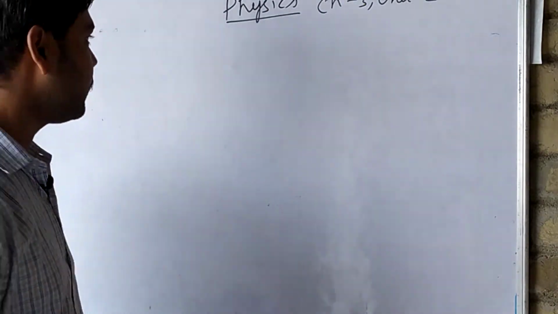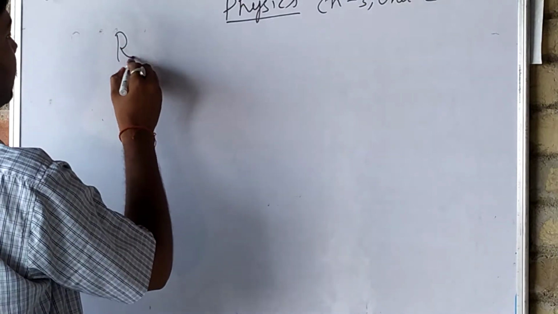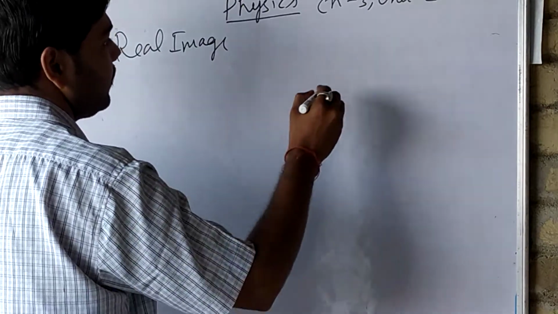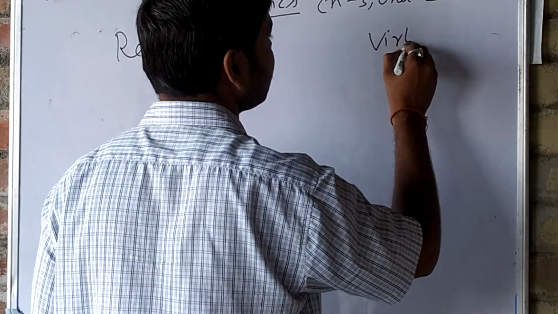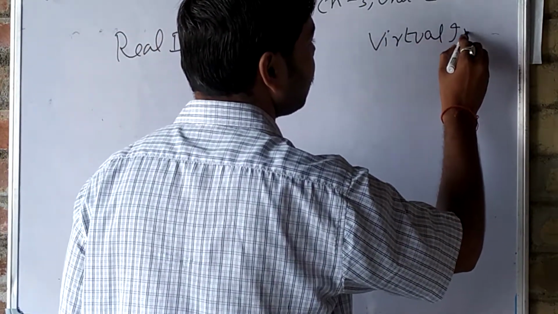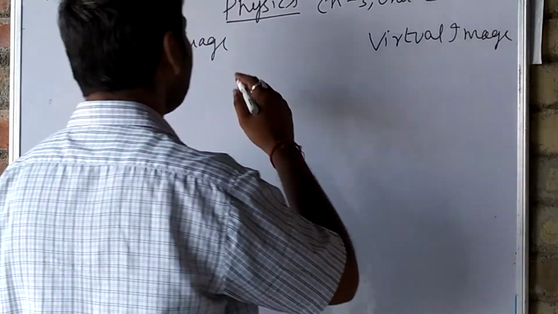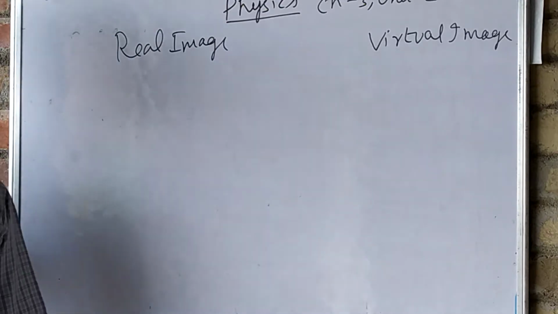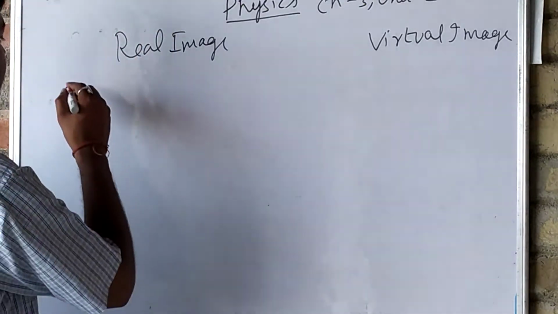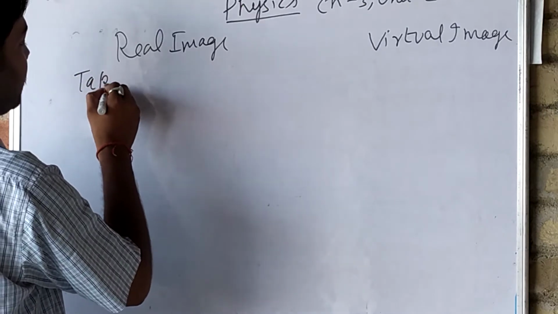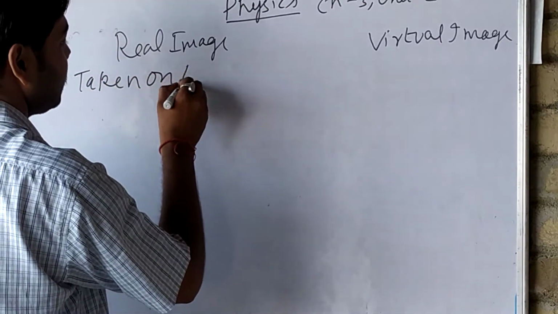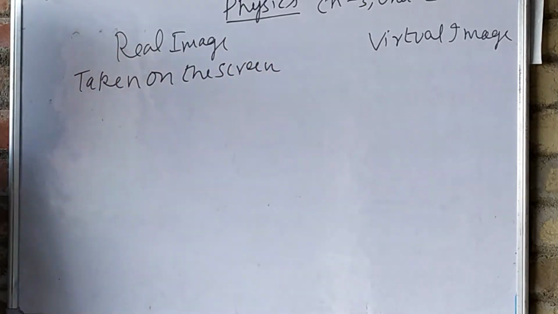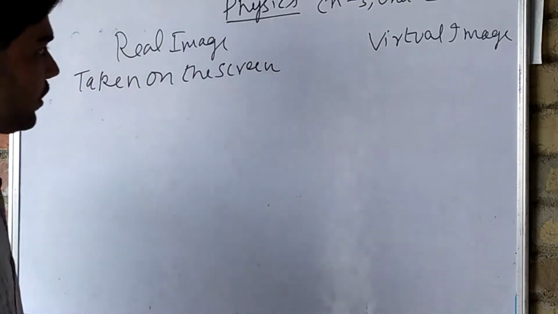Now what is the difference between real image and virtual image? Now we have to study about real image and virtual image. We have two types of image that we know. The first one is real image. Real image can be taken on the screen. And what about virtual image? It cannot be taken on the screen.